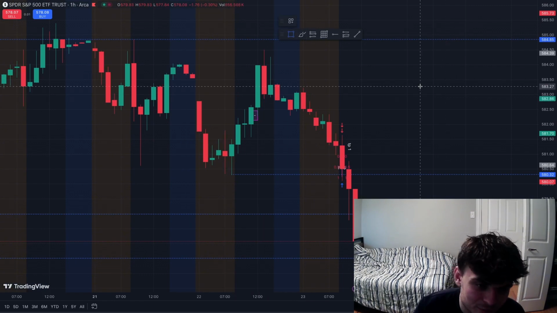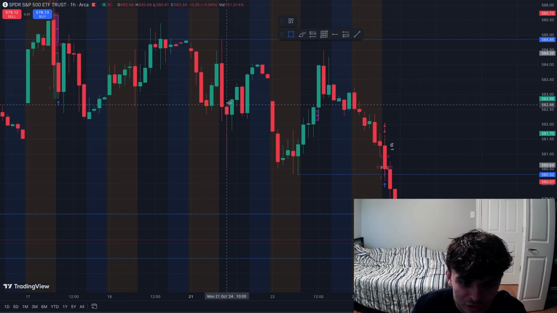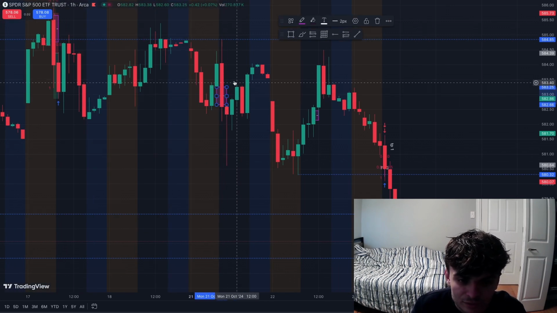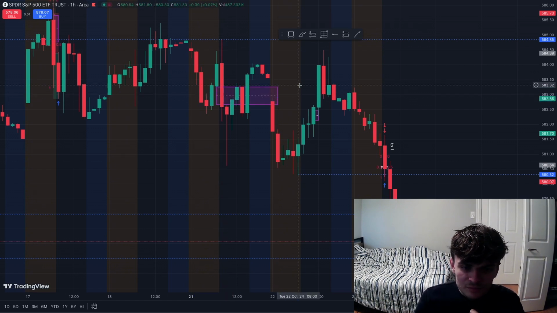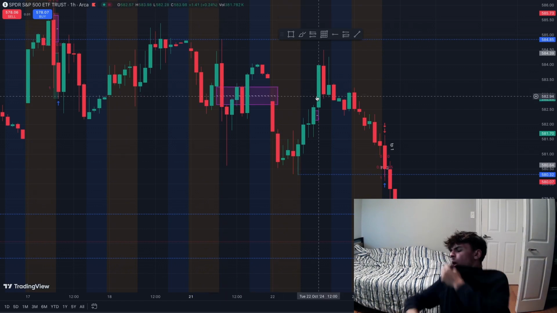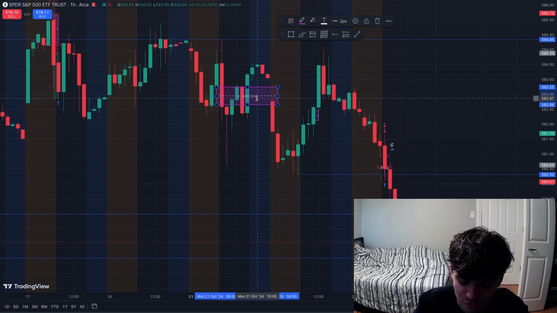Price is always going to want to come back into it. Right here, it got disrespected. That's a fair value gap. Green, red, red. Yep, that's a fair value gap. Alright, completely disrespected.